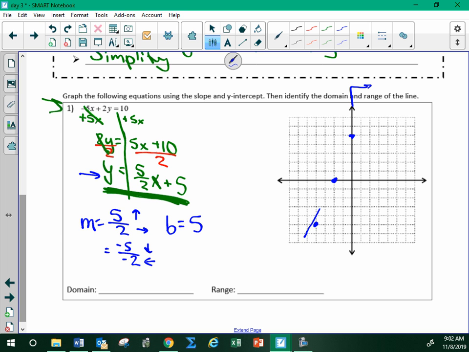Okay, and then again connect. Put arrows. And our domain, all real numbers. Our range, all real numbers.